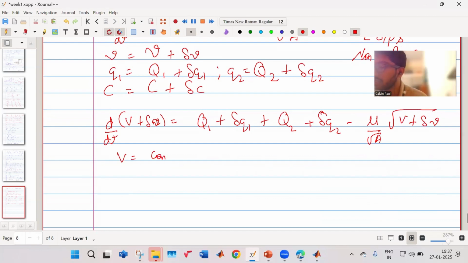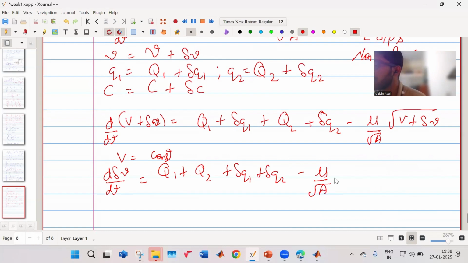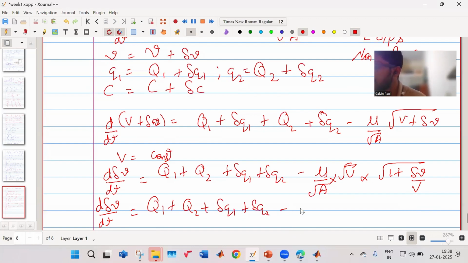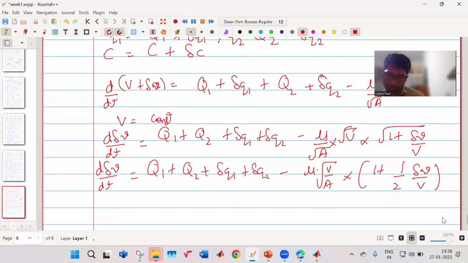So the same thing. My V is a constant, right? So it becomes d of delta V/dt, equal to Q1 plus Q2 plus delta Q1 plus delta Q2 minus mu upon square root of A into square root of capital V into square root of 1 plus delta V upon capital V. So again, my d delta V/dt is actually Q1 plus Q2 plus delta Q1 plus delta Q2 minus mu square root of V upon A into 1 plus half delta V upon capital V.